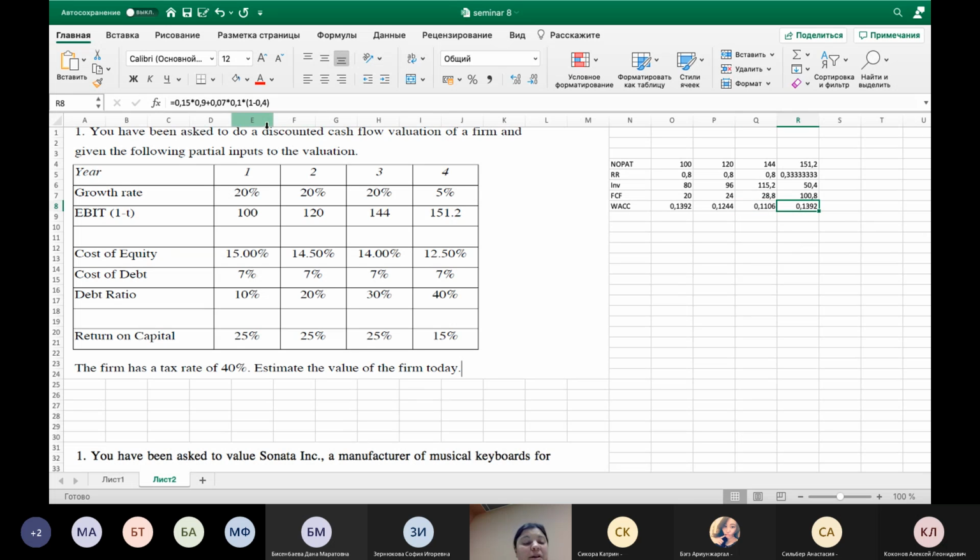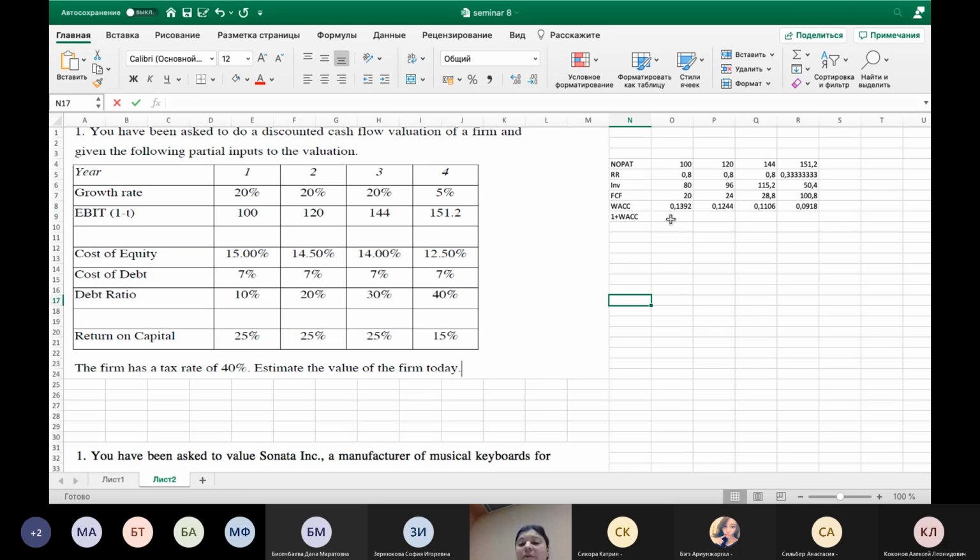And the last parameter, debt ratio 40%. In this context, cost of equity became 12.5%. The weight of our equity became 60%, the weight of our debt became 40%. And our WACC in the fourth year became 9.18%. Good. And now we can calculate 1 plus WACC.